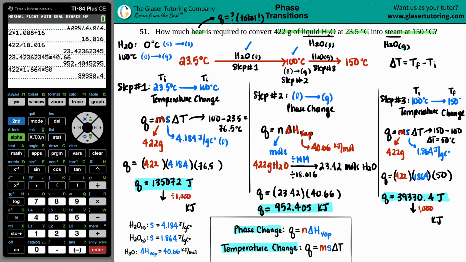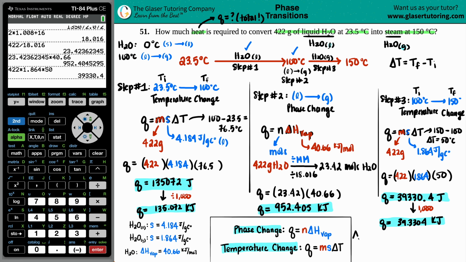So this would be my new Q, which would be 135.072 kilojoules. Okay. The second one, we don't have to do anything because that's already in kilojoules. And then take the decimal, move it to the left 3 times. So this would be a new Q of 39.3304. Okay.